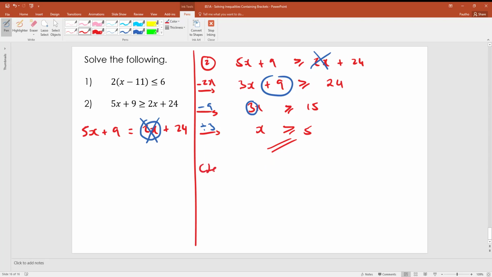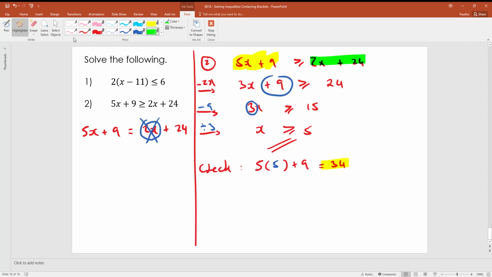Now to check here, let me just put this back the way it was. Let's see if this makes sense now. So I claim if I put 5 into here, then it should make sense. Right, so the left-hand side, this means 5 times x add 9. So 5 times 5 plus 9, that is going to be 25 add 9, which is 34. That's the left-hand side.